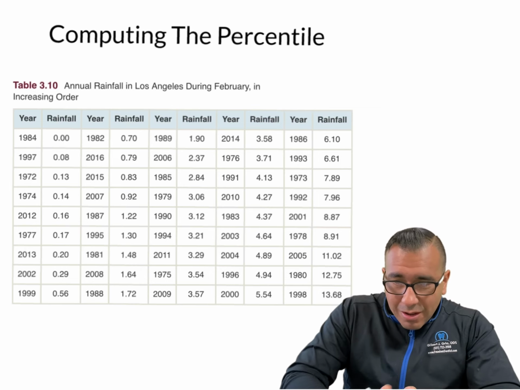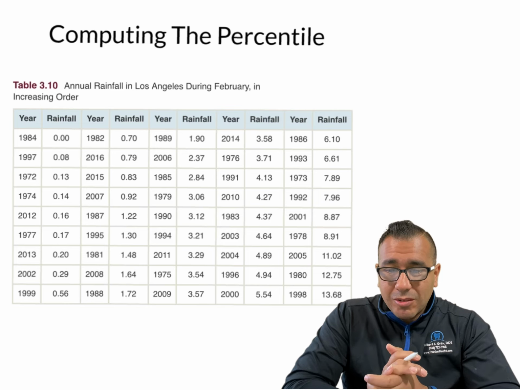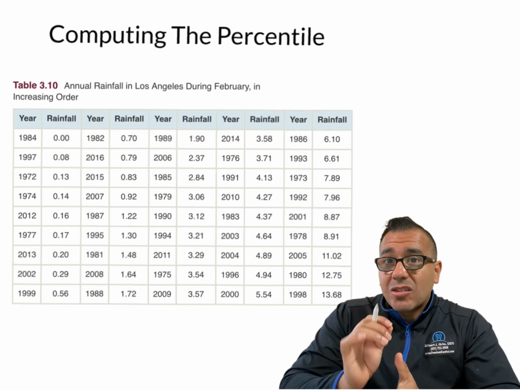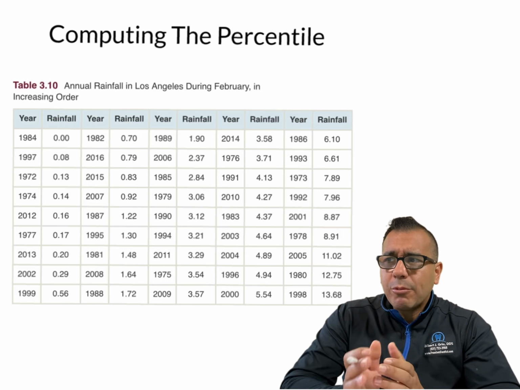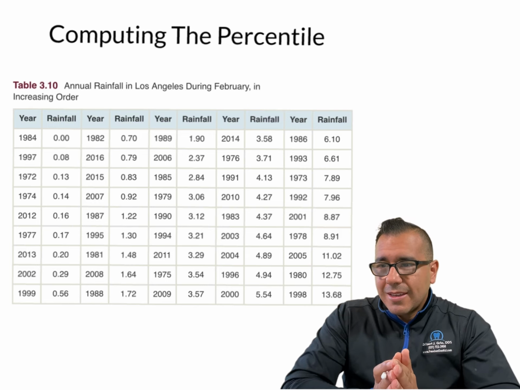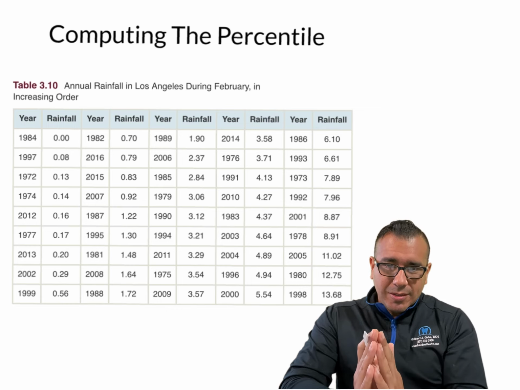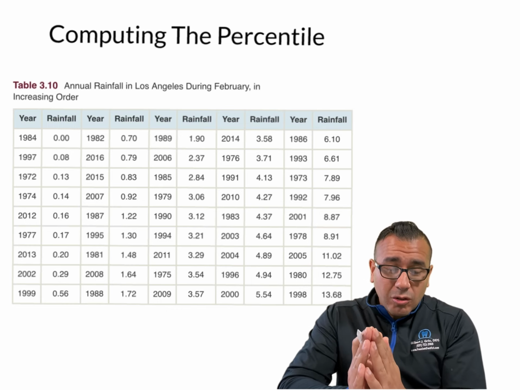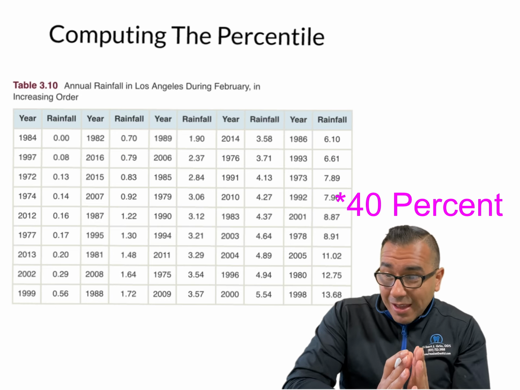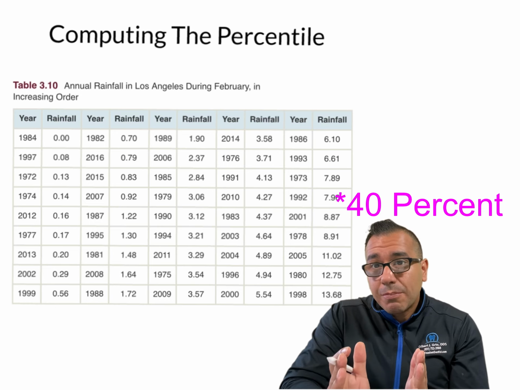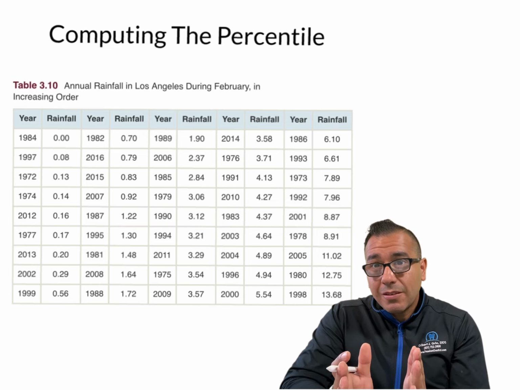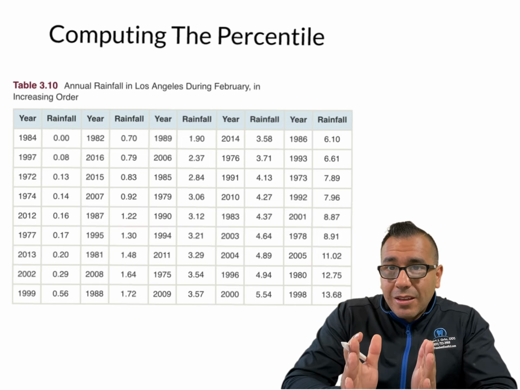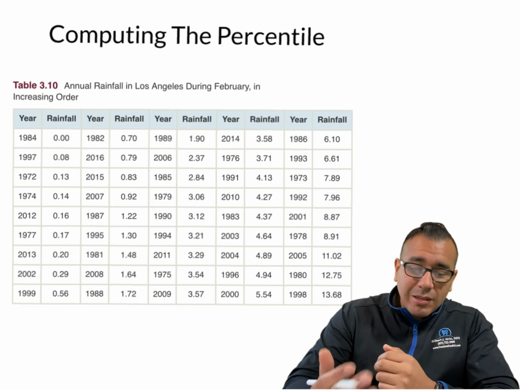Given all these rainfall amounts, let's say we wanted to calculate a certain percentile. Remember what a percentile does: say you're looking at the 40th percentile, it separates your lowest 40% of values from the upper 60% of the values. So it's going to be some value that separates the data into two groups. Let's jump into an example.